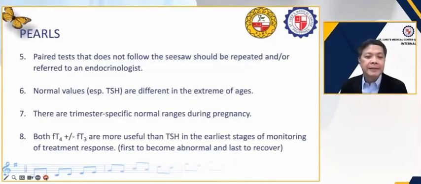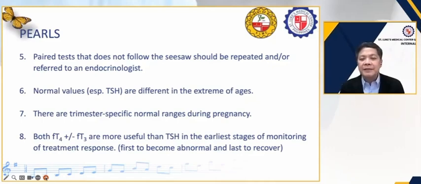Other pearls. Paired tests that do not follow the seesaw should generally be repeated and correlated with the patient clinically, or if you don't want to worry about it, you refer the patient to an endocrinologist and let us worry about it. But in the great majority, it will follow the seesaw, and if you can remember that much, that's how you interpret thyroid function really easily in the great majority. If they don't follow the seesaw, if an endocrinologist is around, you let us worry about it.